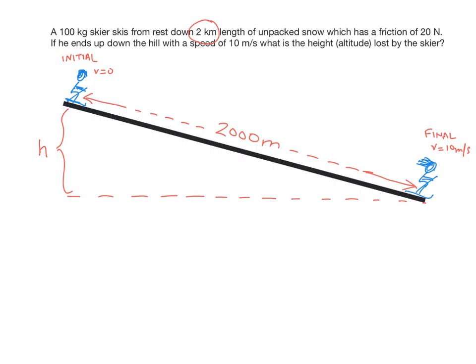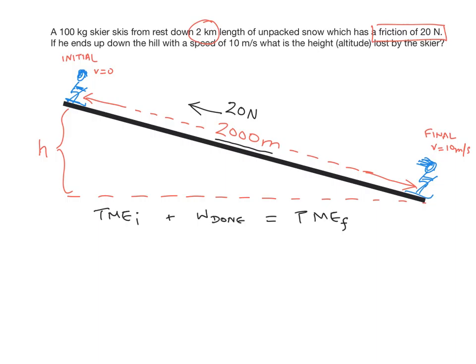He has lost gravitational potential energy, and so in this case we have gravitational potential energy involved, we have kinetic energy involved, but we also have work done by the friction force. Now the friction force opposes his motion, so will obviously act in that direction. It is known as 20 newtons, and it is acting for the whole of the 2,000 meters that he's sliding on the snow. So let's apply the work energy principle.